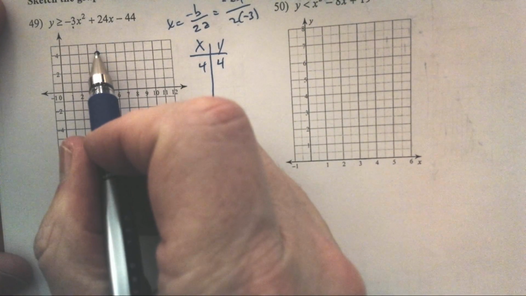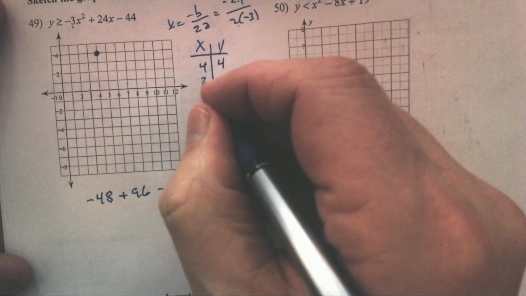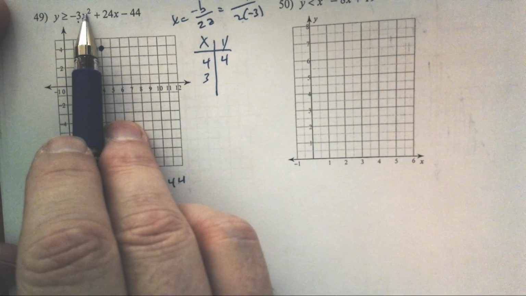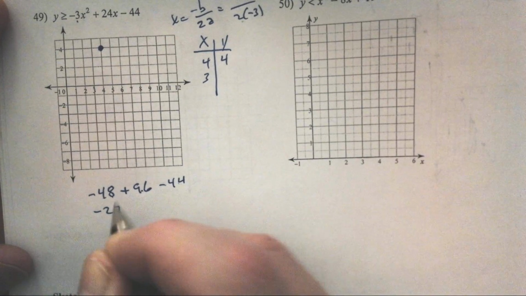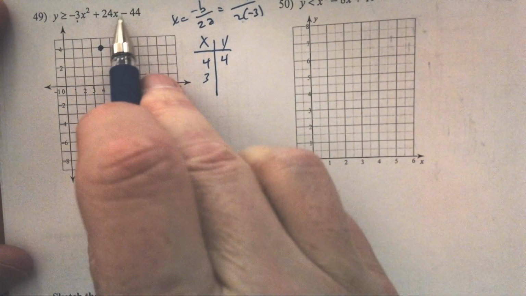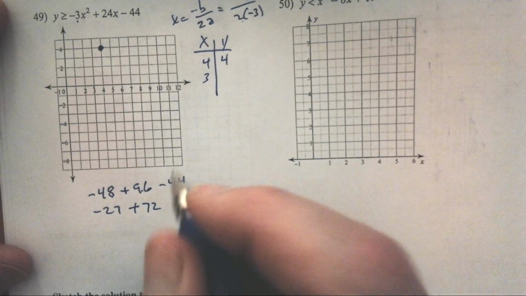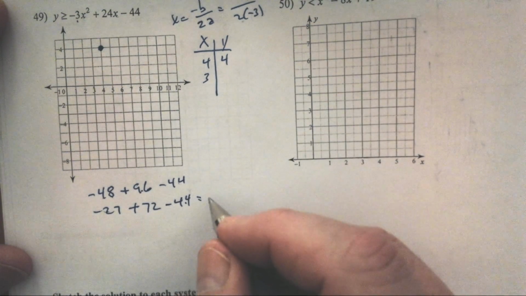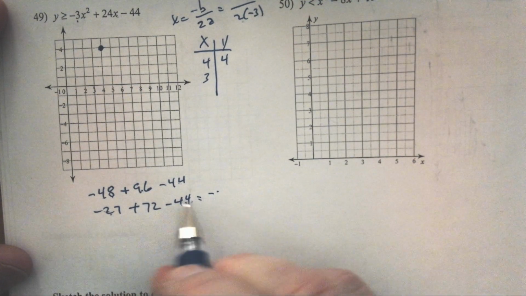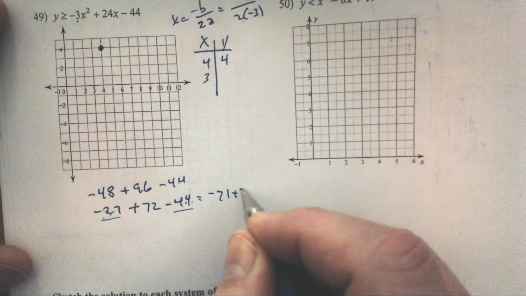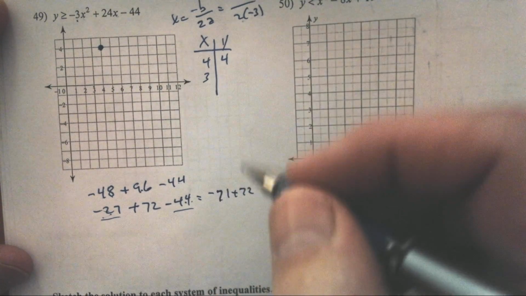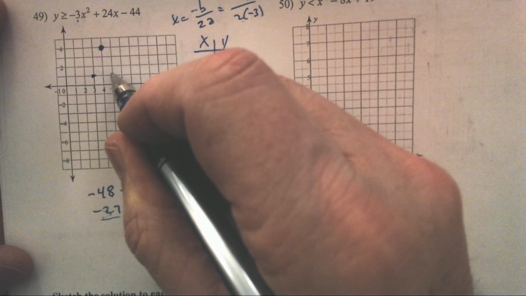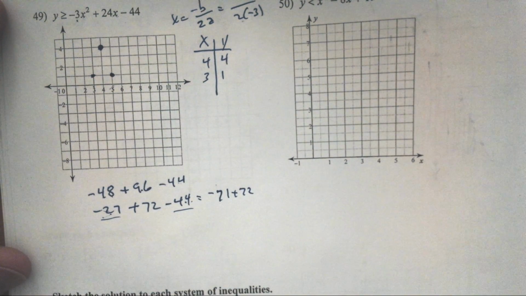And then, because I believe that's the vertex, I'm going to put in 3. Now let's see what we get here. I'll use some scratch paper down below. I get 3 squared, 9 times negative 3, negative 27. Plus 3 times 24, 72. Minus 44. That is negative 71 when I combine my negatives, plus 72. Negative 71 plus 72, that's 1. And at 5, I'm here.